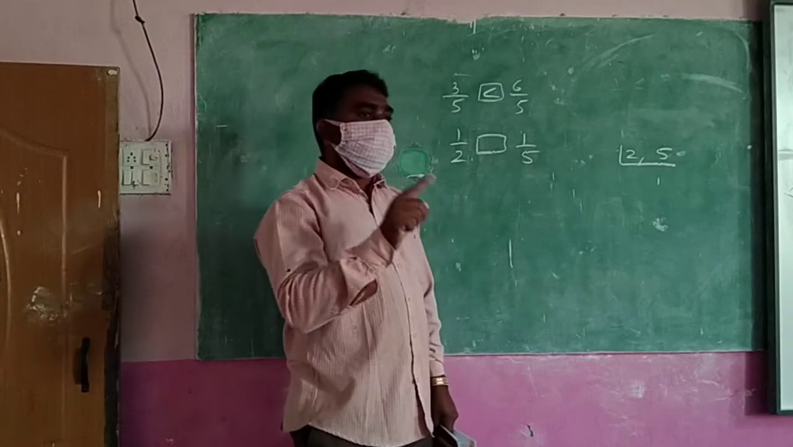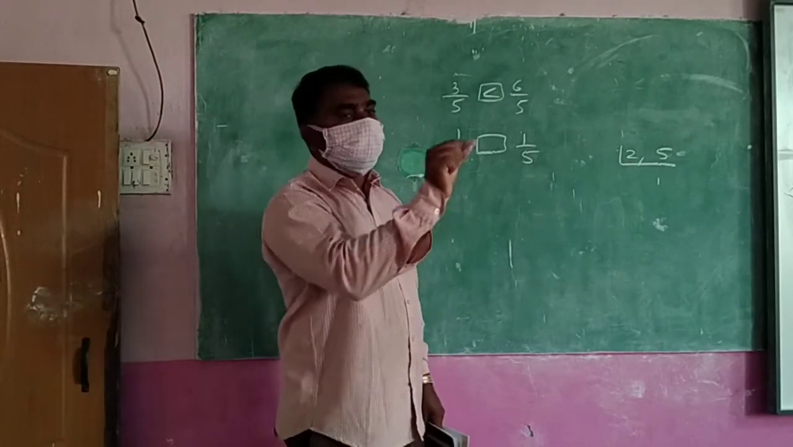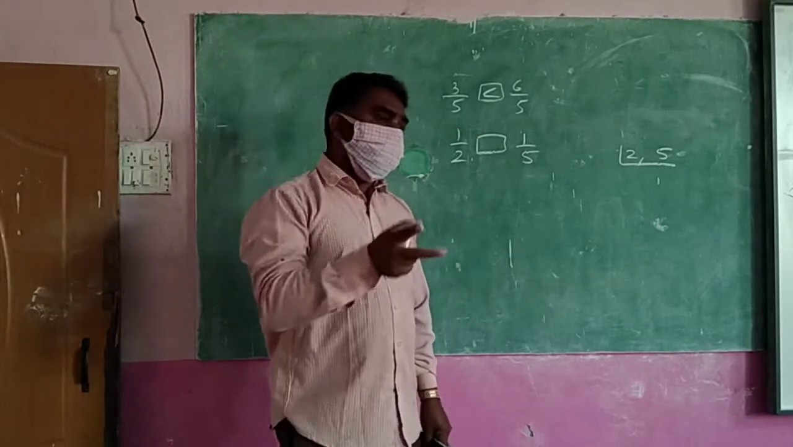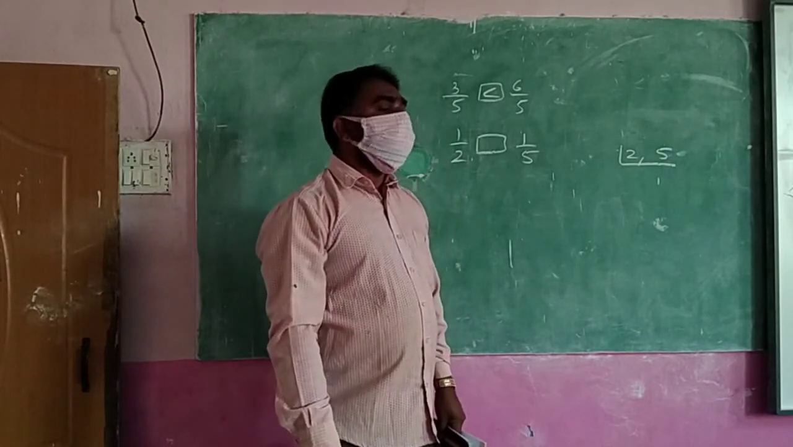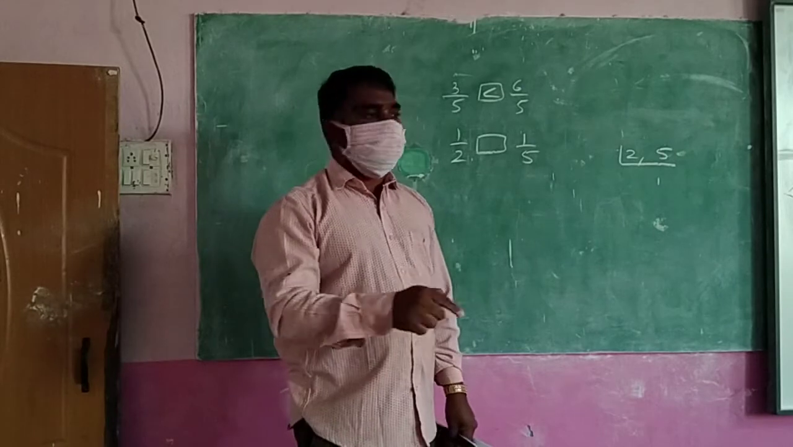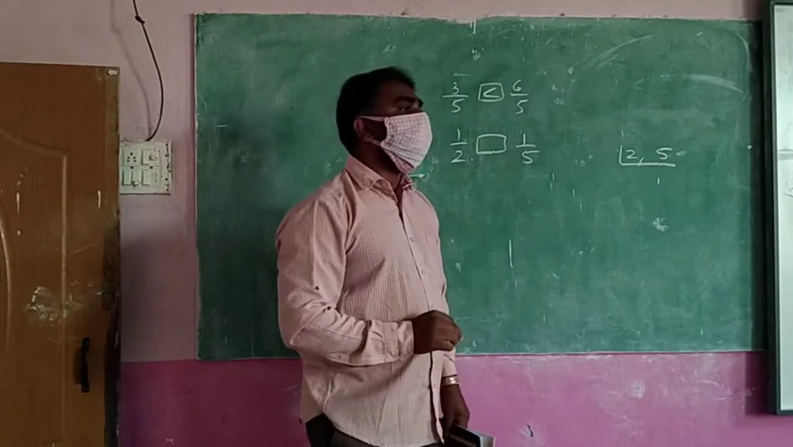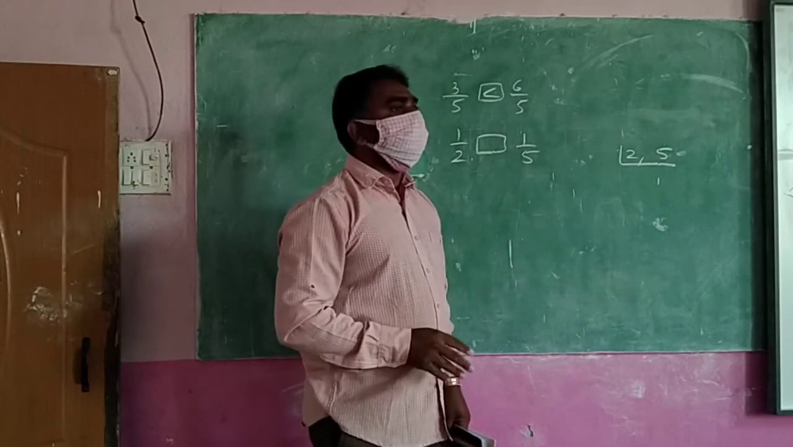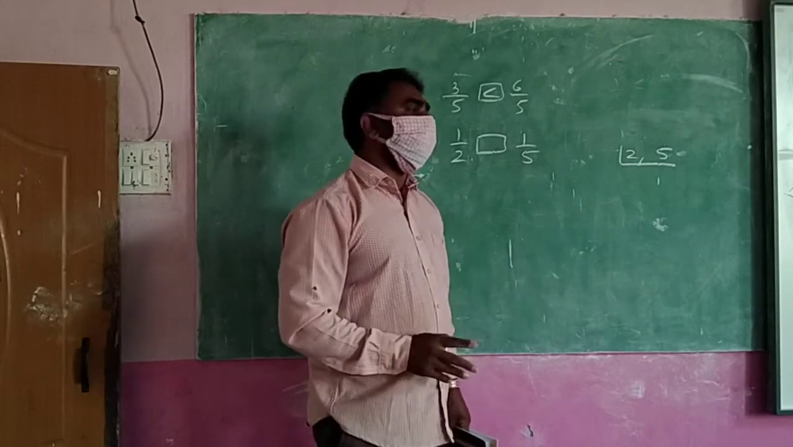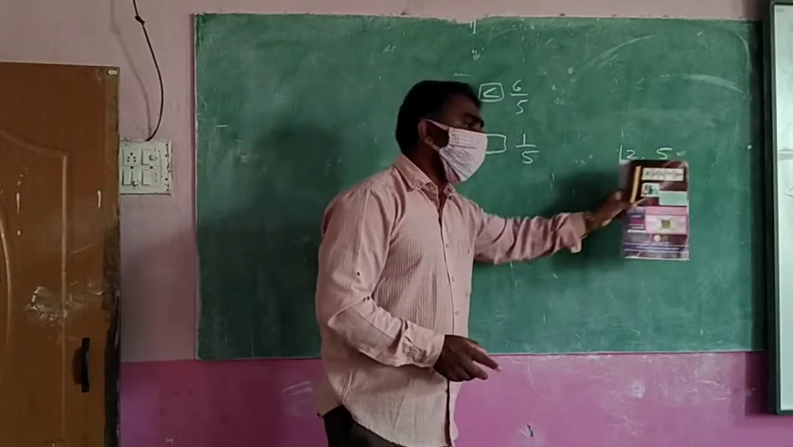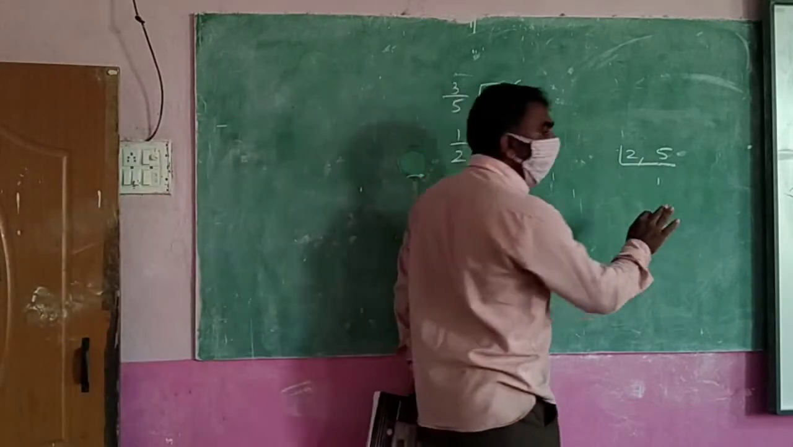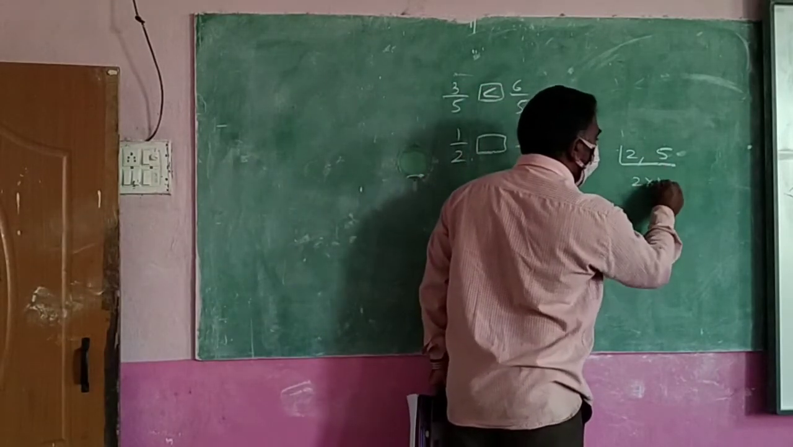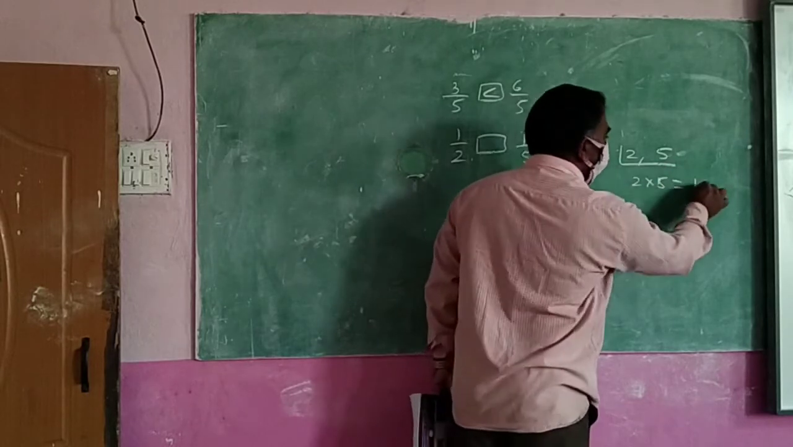2 comes in the 2 table, 5 comes in the 5 table. But are both coming in the same table? No. In the 2 table only 2 comes, 5 will not. In the 3 table and the 4 table, both are also not getting. In the 5 table only 5 comes, not 2. So when they do not come, I said just multiply these two numbers, and you will get 10.